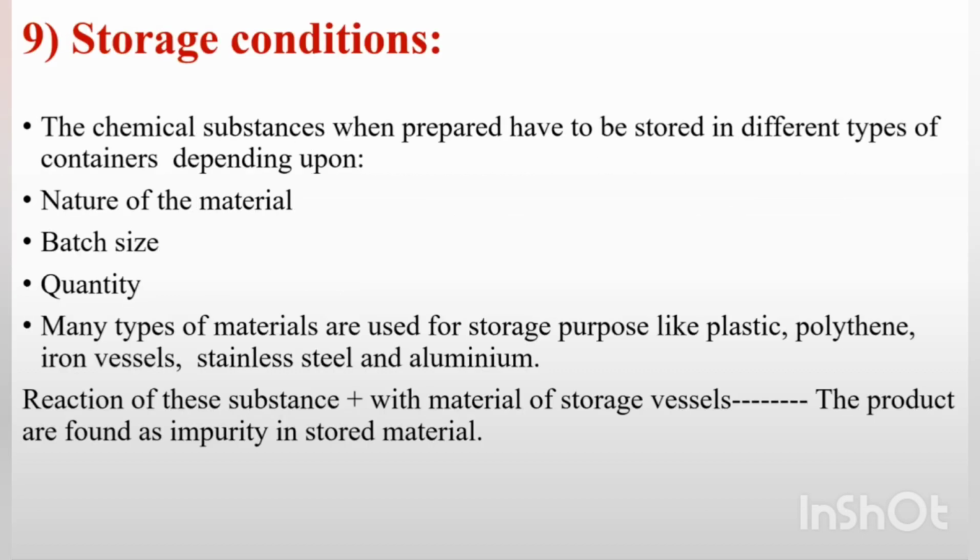The ninth one is storage condition. The chemical substances when prepared have to be stored in different types of containers depending upon the nature of the material, batch size and quantity. Many types of materials are used for storage, like plastic, polythene, iron vessels, stainless steel and aluminium. The reaction of these substances with the storage vessel material produces products which are found as impurities in storage.